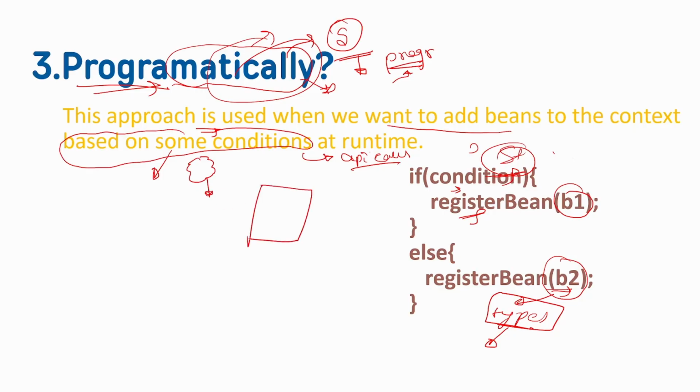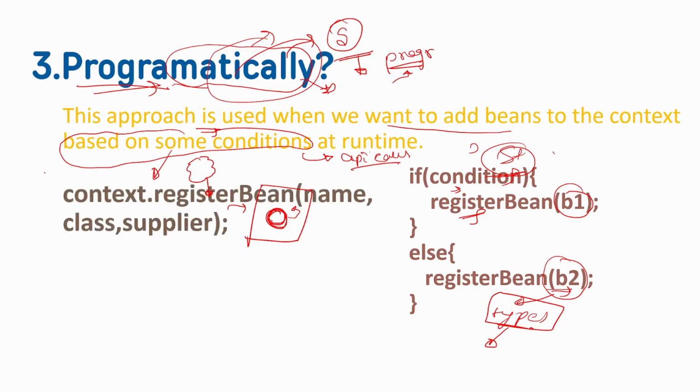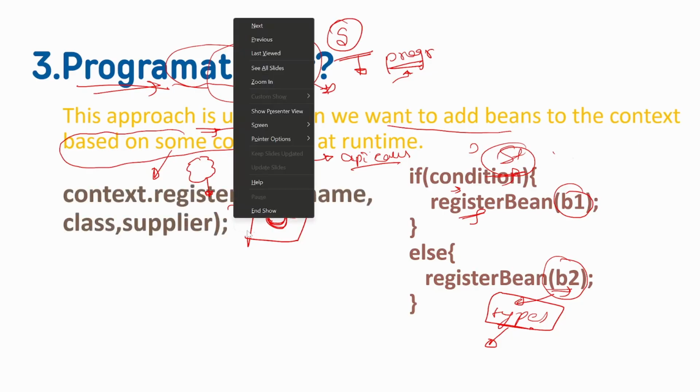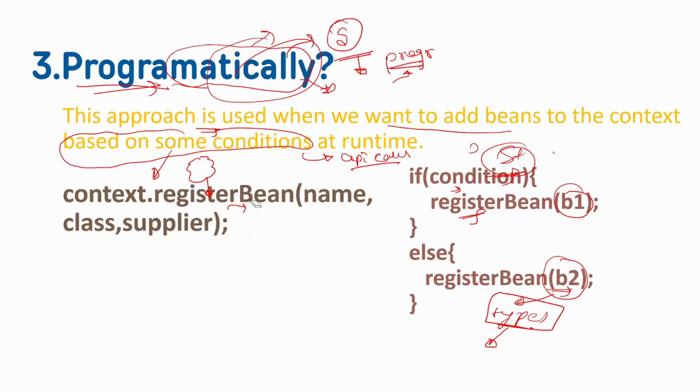So what is the syntax of adding beans programmatically to our Spring context? When a program is running in our code, our code will decide, based on certain conditions, which beans to register. So let's see the syntax. We will use the context instance and use the registerBean method of the context class, and give the name.